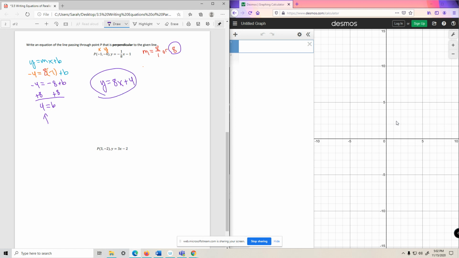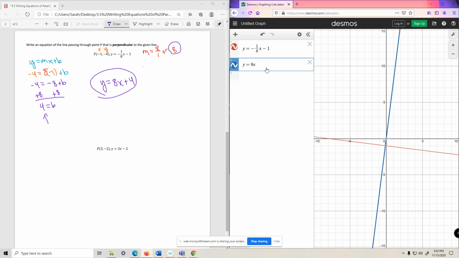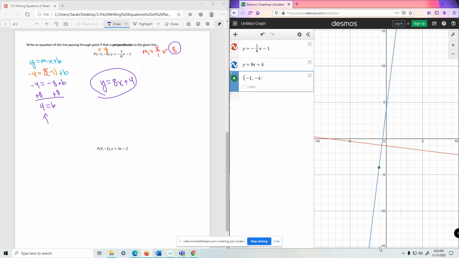Let's do our graphing just to check our answers. So I'm going to type in my original equation, y equals negative 1 over 8x minus 1. And then the next equation, I'll type into my new one, y equals 8x plus 4. Those look pretty darn perpendicular to me. And then let's type in the point that we care about, negative 1, negative 4. Negative 1, negative 4 falls on the new line we wrote, so everything checks out.